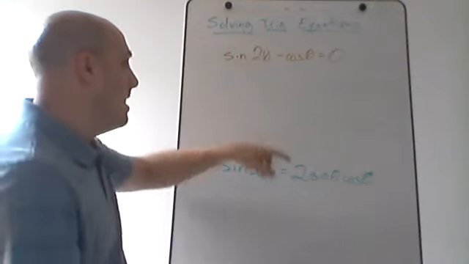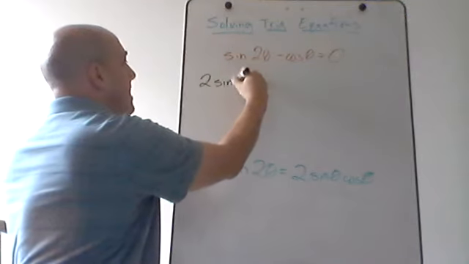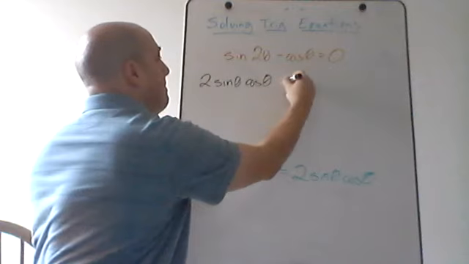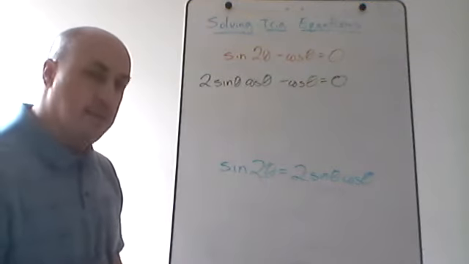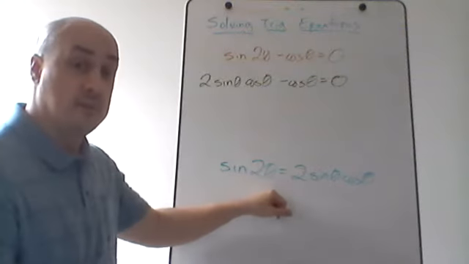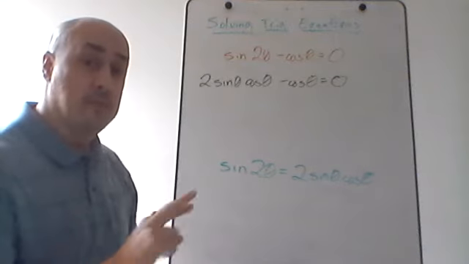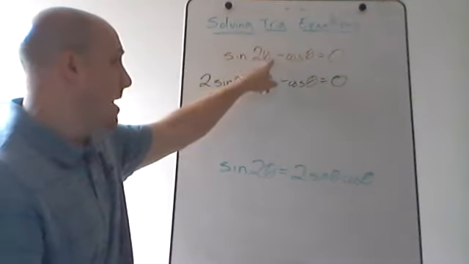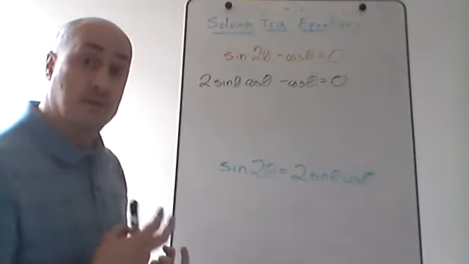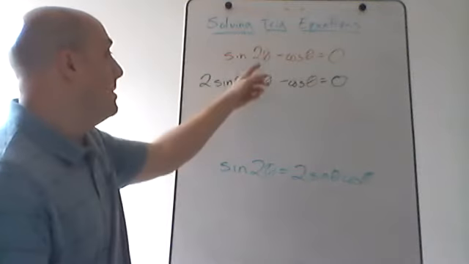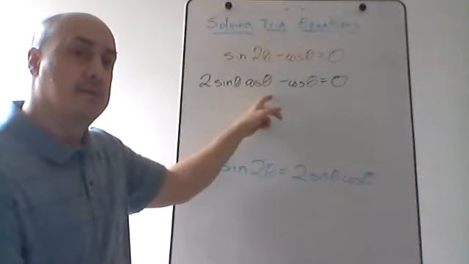Alright, so in place of the sine 2 theta, I'm going to replace that with 2 sine theta cosine theta, and then minus cosine theta equals 0. So I used that trig identity, that double angle formula for the sine function, to replace sine 2 theta with something else. Now, that solves one of the problems that I talked about in the beginning. We had a 2 theta and a 1 theta, and I said when we have two different angles in our trig functions, it's really hard to solve for the variable theta. Well, now when I use that double angle formula, there are no more 2 thetas. Now everything is in terms of theta.